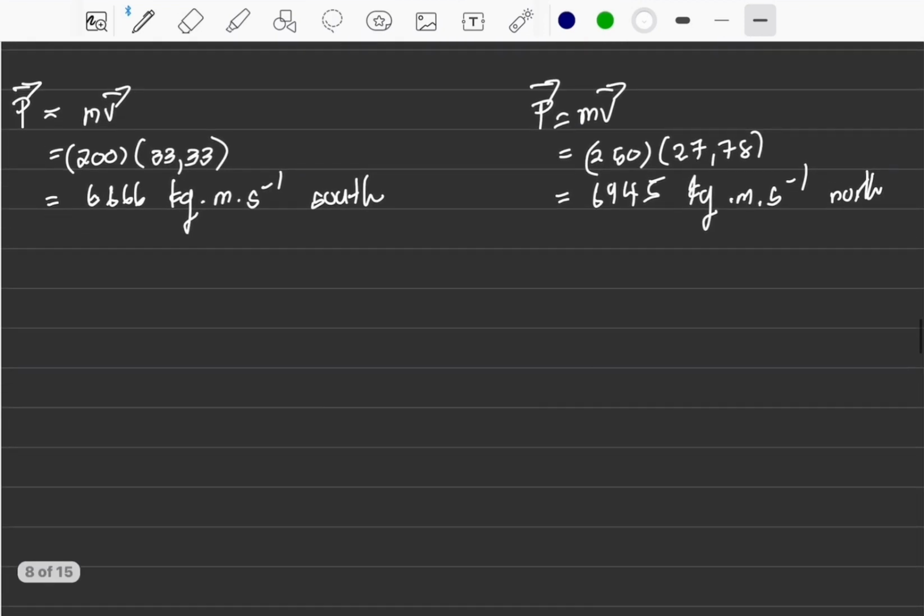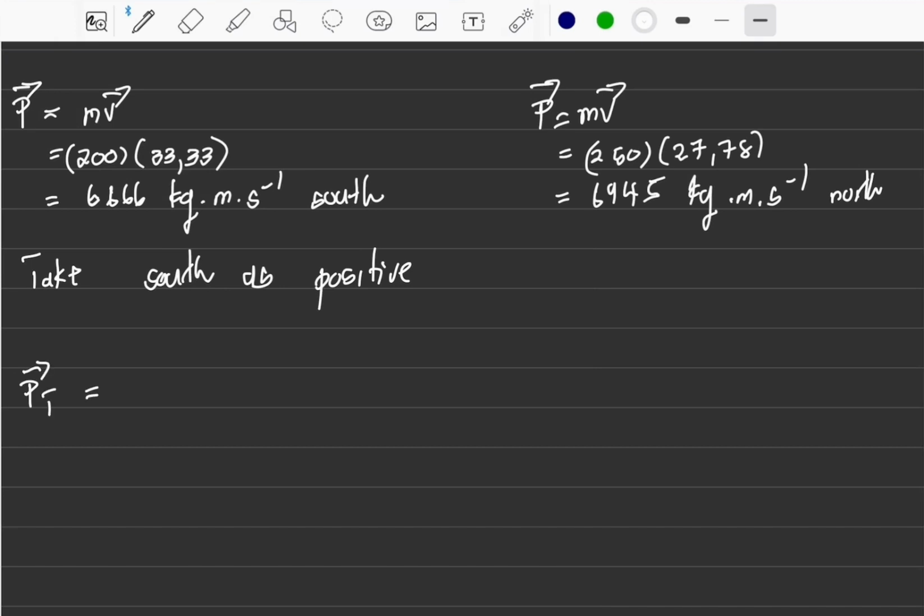After you have done your calculations, you have to determine which direction is taken as positive and which one you're going to take as negative. Let's take south as positive. If you've taken south as positive, it means that north is going to be negative because it's the opposite direction. So we go ahead and calculate the total momentum.